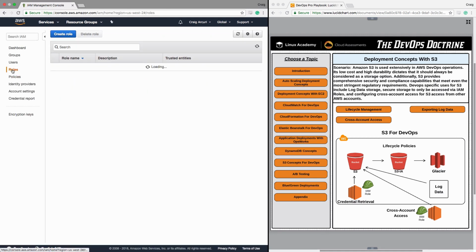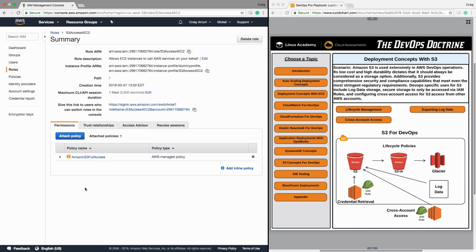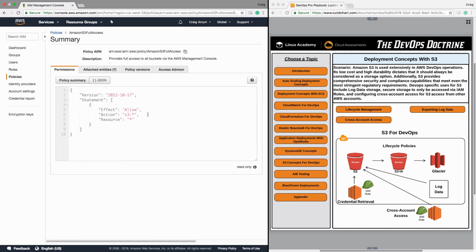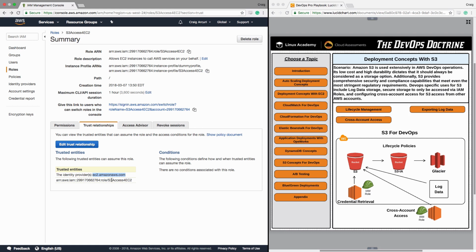And let's go to roles. Now I have a role set up, S3 access for EC2. Let's go into that role. Now note our policy is an AWS managed policy, Amazon S3 full access. Let's just take a look. And it's pretty straightforward. So with this policy attached to our role, we have full access to S3. And let's take a look at trust relationships. Note, EC2 is being trusted, as well as the ARN for this role.